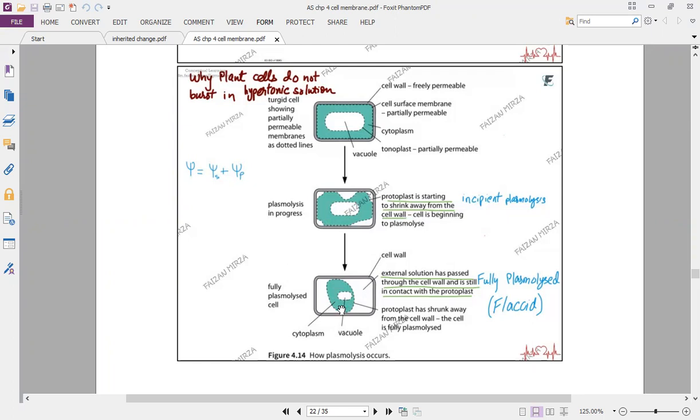So after some time, complete plasmolysis would have occurred, the cell would become flaccid and the protoplast would have shrunk away from the cell wall altogether at complete plasmolysis. Why? Because water moved out of the cell, out of the cytoplasm as well as from the vacuole.